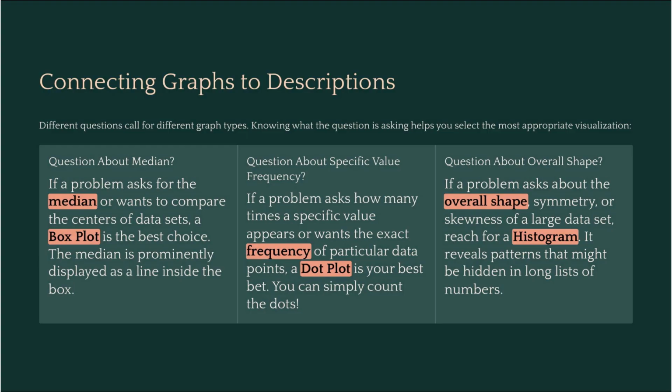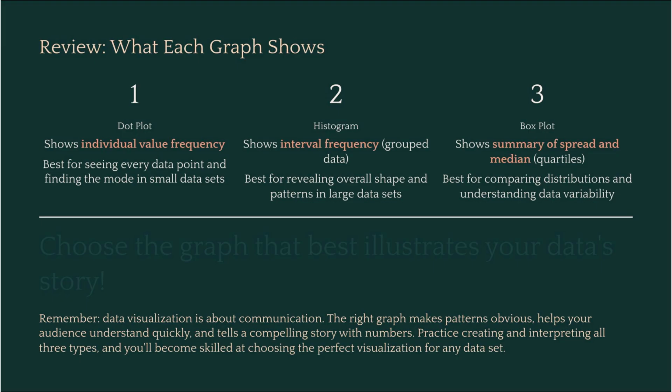If a problem asks you to find the median, a box plot gives it to you instantly. If a problem asks how many students scored exactly 82 points, a dot plot is the only graph that can tell you. If the question is about the overall shape of a class of 200 students, the histogram is the appropriate choice. Here's your final review on what each plot does best.